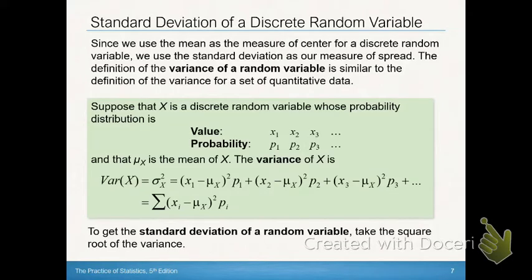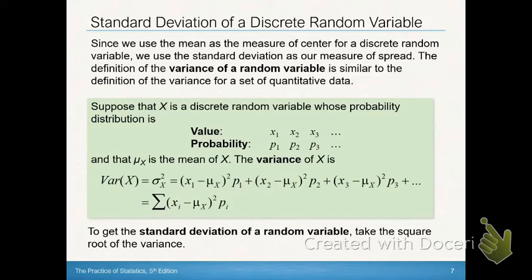In this section of notes, we will expand what we learned in the last section regarding discrete random variables. We've already talked about expected value and mean. Now we're going to move over to variance and standard deviation, and we'll also start looking at continuous random variables.